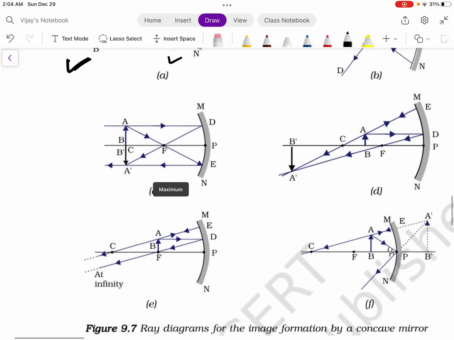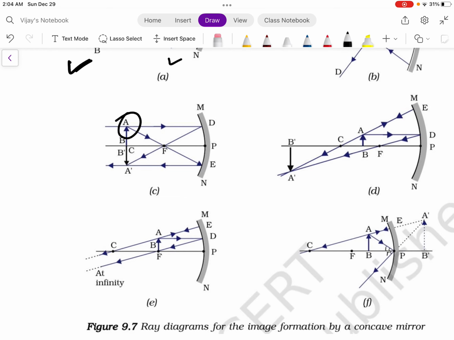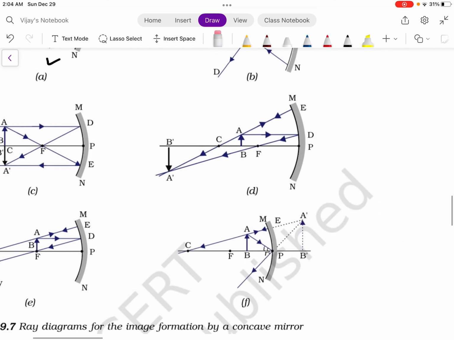Now in the third diagram, you can see I have kept the object at C. The image is also at C. And you can see the object height and image height are the same. That means the image is the same size as the object. And again the image is forming on the left side, so I am able to catch this image on the screen. So it is a real and inverted image.